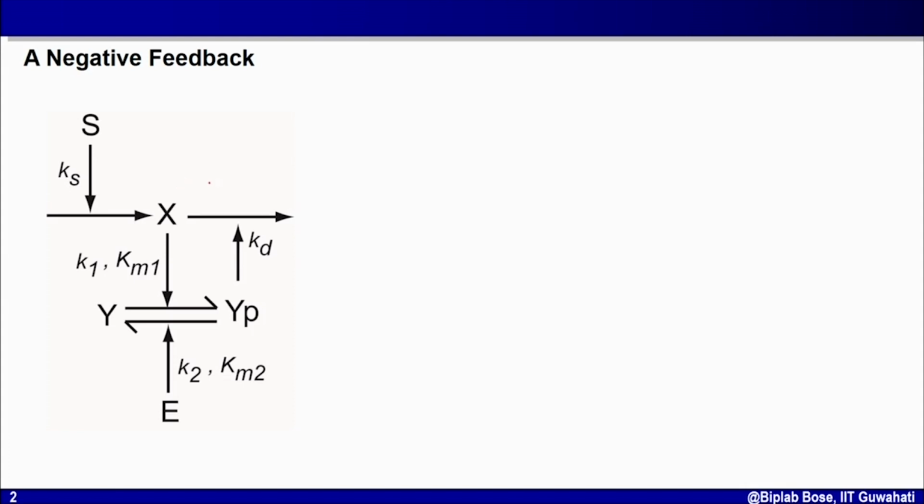S is a kinase, suppose. X is a kinase, and X is produced through a process which is controlled by S, an input signal. And X controls phosphorylation. X is a kinase, so it is the enzyme. It controls phosphorylation of Y to YP. This phosphorylation is reversible, so YP gets dephosphorylated into Y by a phosphatase E.